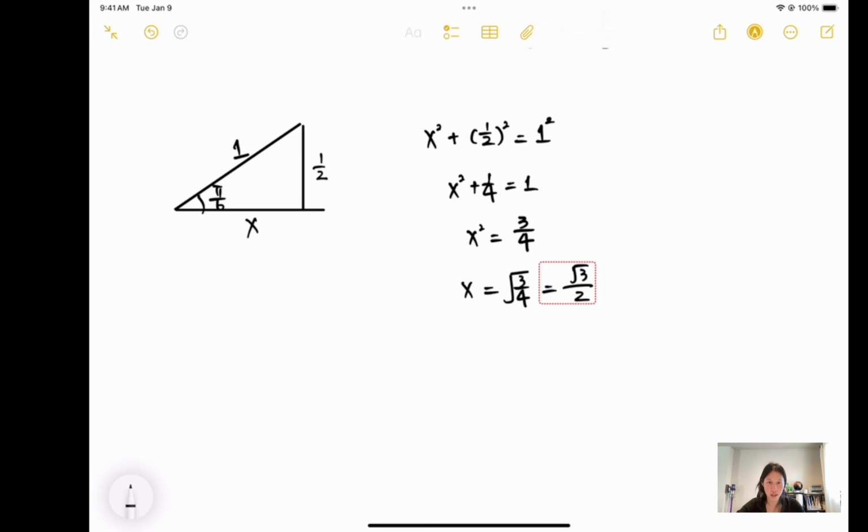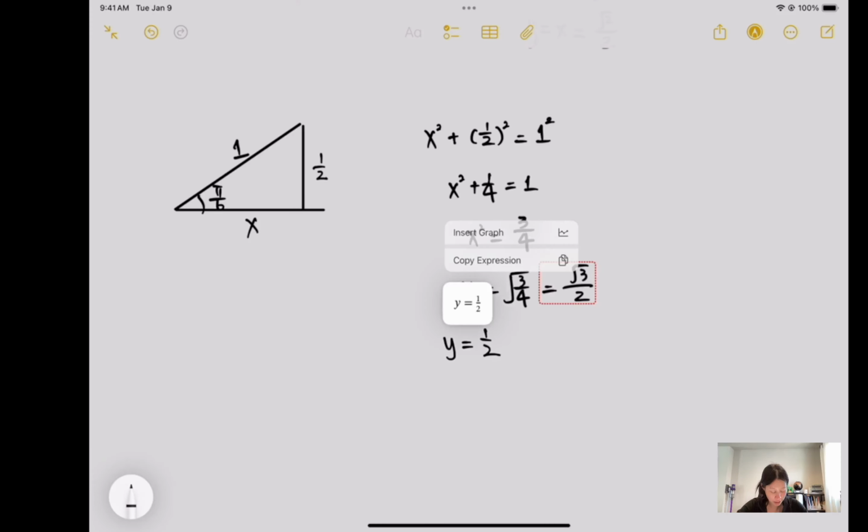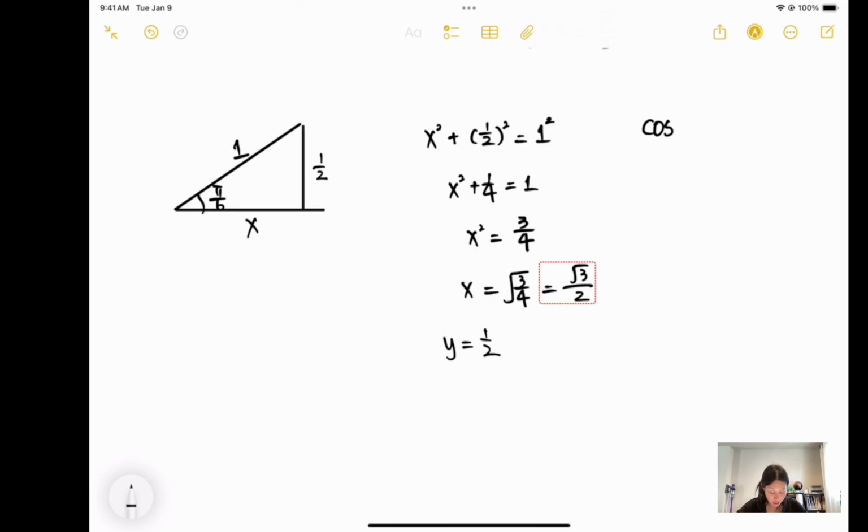So now we have our x, and our y is equal to 1/2, right? So that means our cosine of pi over 6 is equal to square root of 3 over 2. Sine of pi over 6 is the y value, which is 1/2. Cosine is the x value. And we have tangent of pi over 6 is equal to sine over cosine, which is 1/2 over square root of 3 over 2. Simplify it, we have square root of 3 over 3.